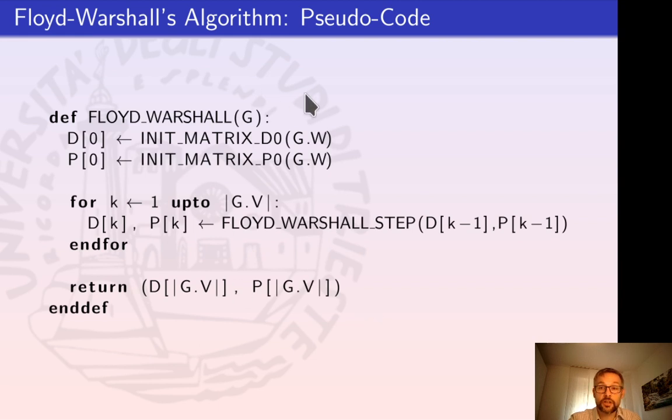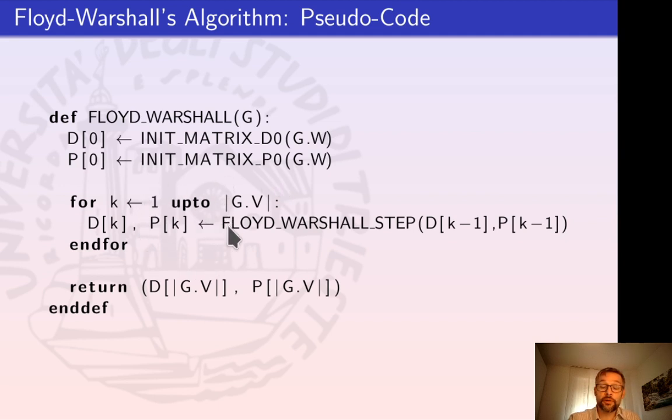What about the Floyd-Warshall procedure? Well, the two initial procedures take time, again, theta of cardinality of V squared.